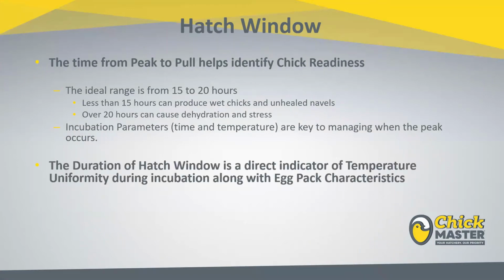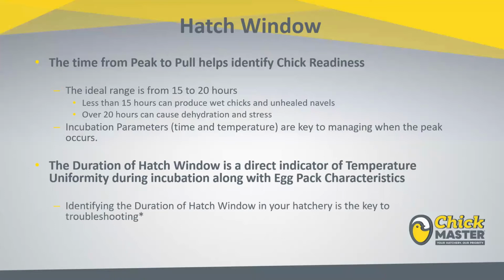The duration of hatch window is a direct indicator of temperature uniformity during incubation, along with egg pack characteristics. We'll also get into a little bit more detail with that as we go through, but identifying the duration of hatch window in your hatchery is the key to troubleshooting. So if I'm not monitoring my hatch window and I don't know when my peak occurs and I don't know the length of my duration, it makes it rather difficult to identify what could be causing the problems, or what do I need to adjust to get better.